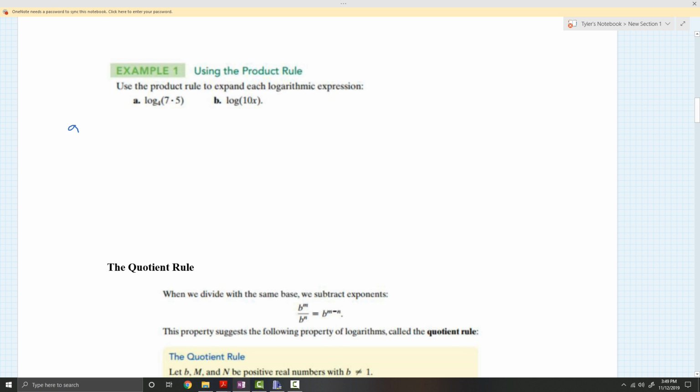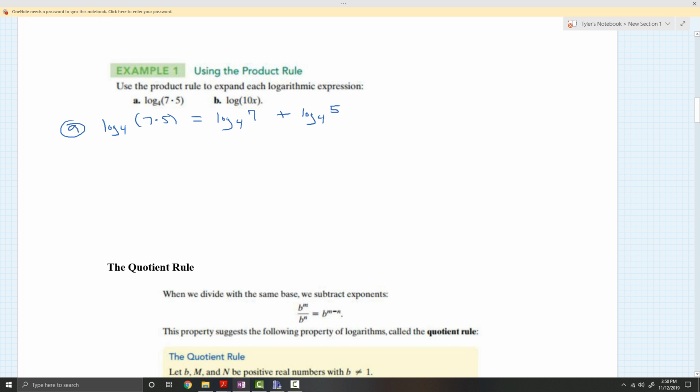So for part A, we have log base 4 of 7 times 5, and we're asked to expand each logarithm out using the product rule, right? Since we have a product going on, that's the sum of the logs. So we keep the same base. This would be log base 4 of the first factor, 7, and then plus log base 4 of the second factor, which is 5.